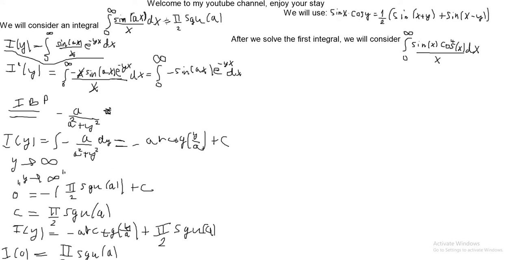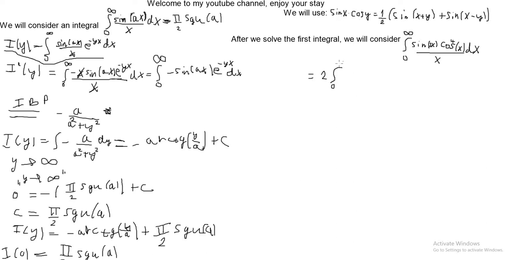And that's pretty interesting. It means that for any a, if a is positive, we will have just pi over 2. So after we solve the first integral, we will consider this one. We solved the first one, and how will we solve this? I forgot, it's 2x here, just to make it more interesting.